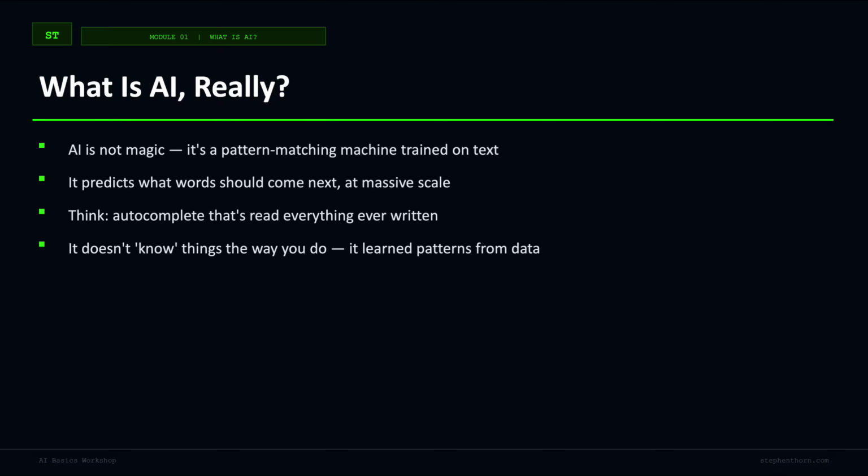So here's the core question I want you to hold in your mind. Is AI actually intelligent, or is it just a really good guesser? The honest answer? It's much closer to a really powerful guesser than most people realize. And once you understand that, a lot of AI's behavior starts to make sense. Its strengths make sense. Its failures make sense. Its weird confidence makes sense. Its usefulness makes sense. Let's break it down simply.